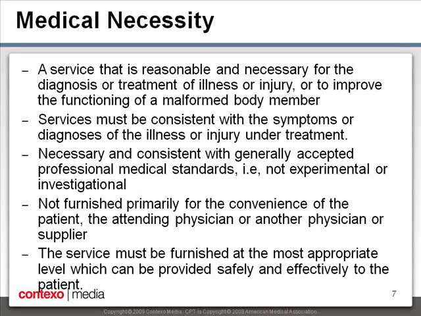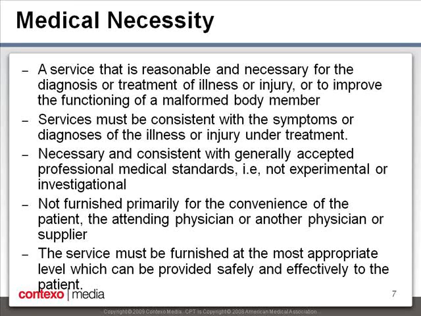A service that's reasonable and necessary for the diagnosis or treatment of illness or injury, or to improve the functioning of a malformed body member. Services must be consistent with the symptoms or diagnoses of the illness or injury that is under treatment. Necessary and consistent with generally accepted professional medical standards. That means not experimental or investigational in its nature. Not furnished primarily for the convenience of the patient, the attending physician, or another physician or supplier.